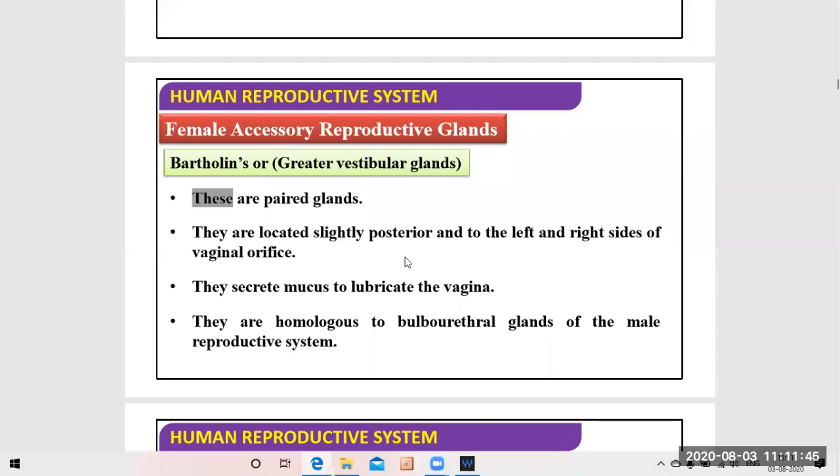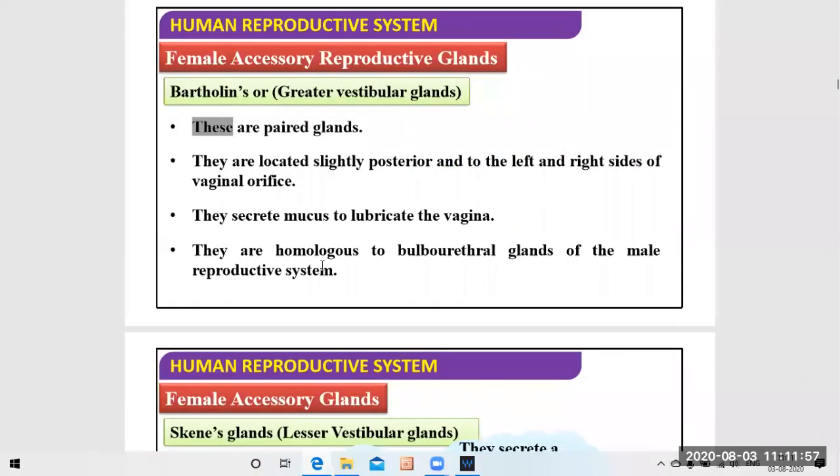They are present on both sides at that place. What is the function? They secrete mucous lubricants to the vagina. Secretions of mucous substances in the vagina. They are homologous, meaning similar, to the bulbourethral glands of the male reproductive system. That is the similarity.